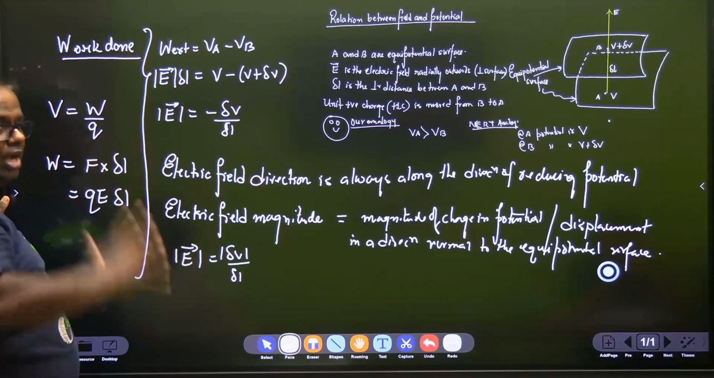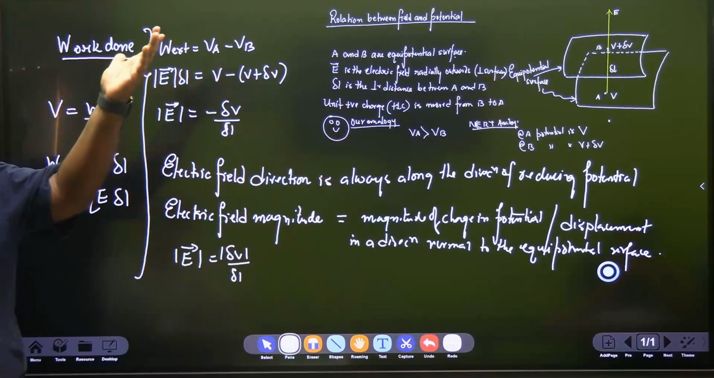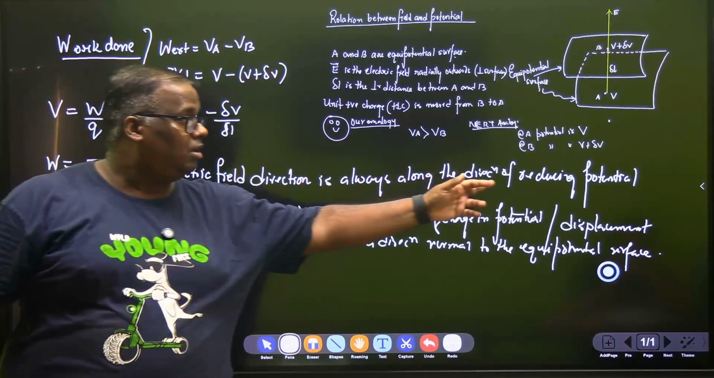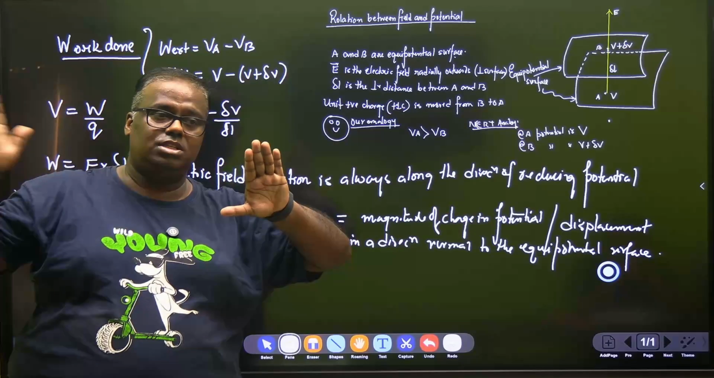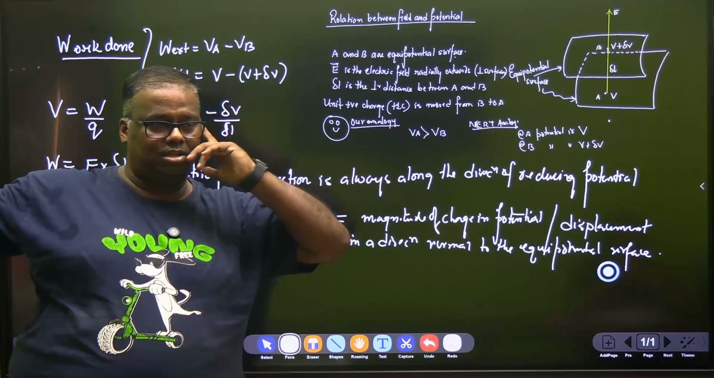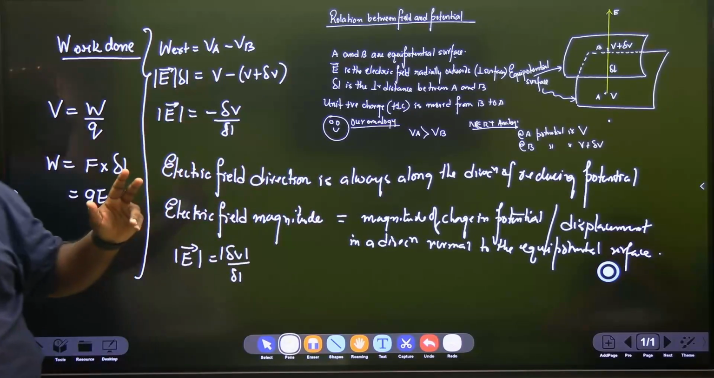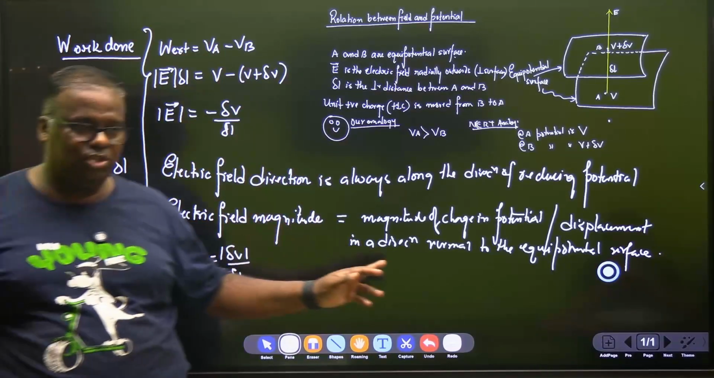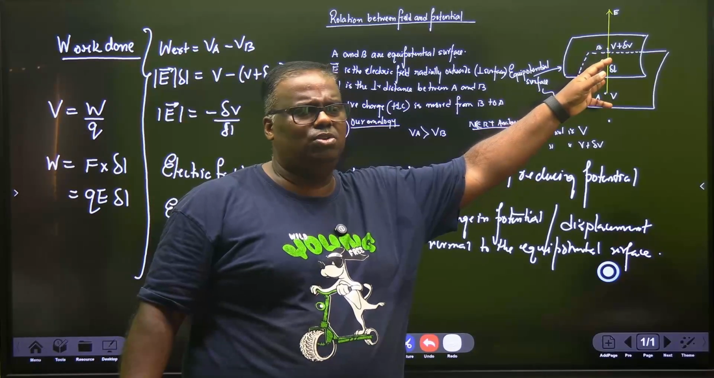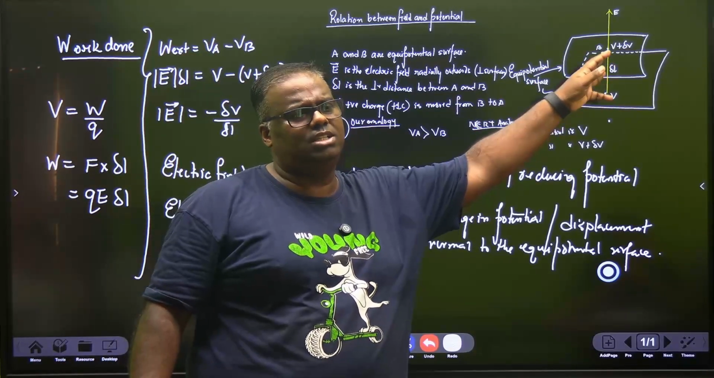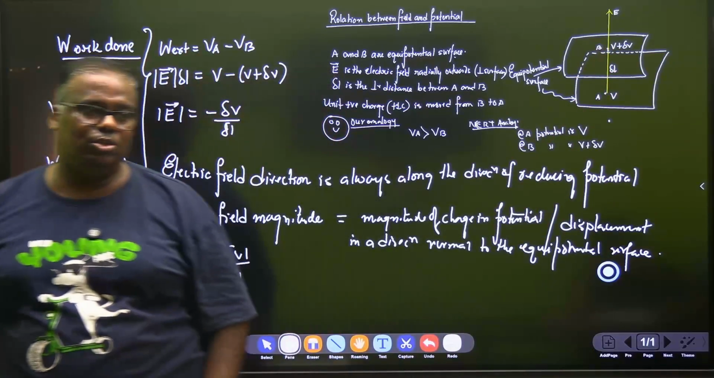It gives us two ideas. One is that the electric field will always be in the direction of reducing potential. Whenever potential reduces, the electric field will be in that direction. Number one. A lot of questions come on this one. Second thing we understood is that the electric field magnitude is given by the potential difference. You just take the magnitude, ignoring negative or positive, and divide it by the perpendicular length between the two surfaces.